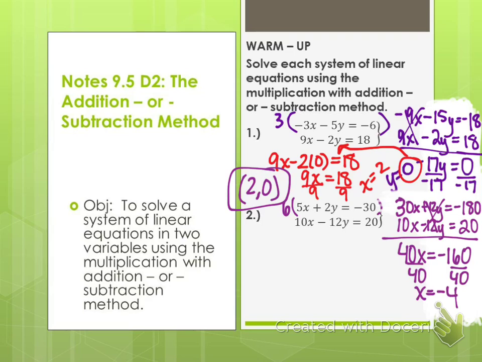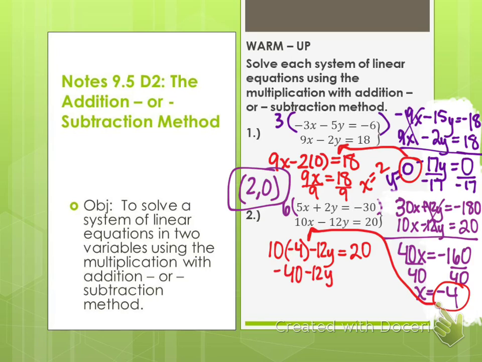We still need to find y. So I'm going to take that number for x and plug it back in. I'll use the bottom equation. If you use the top, you should come up with the same answer. 10 times negative 4 minus 12y equals 20. What's 10 times negative 4? Negative 40. How am I going to start getting y alone? Add the 40. 20 plus 40 is 60. So we have negative 12y equals 60.